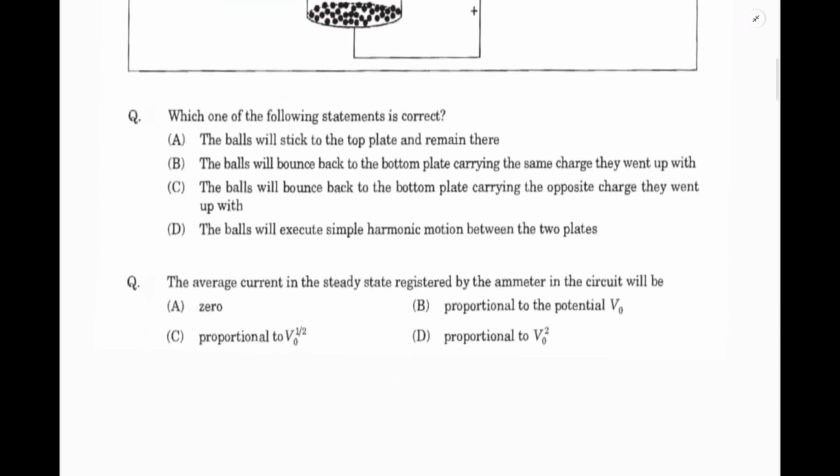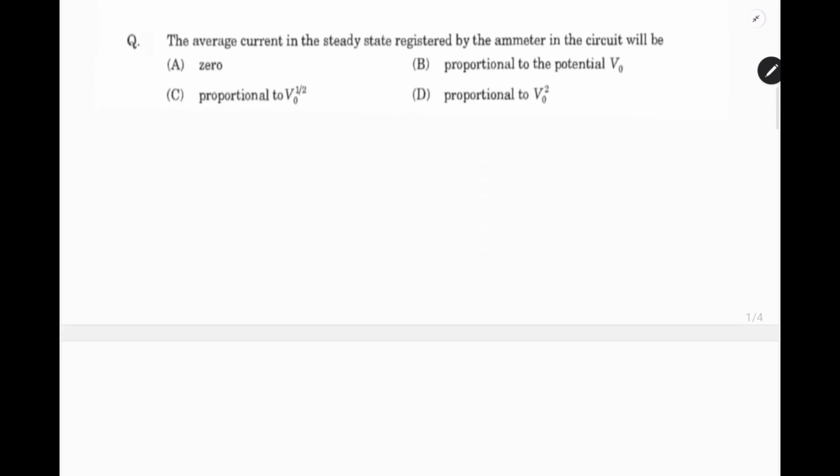Now, which of the following statements are correct? The ball will stick to the top plate and remain there is incorrect. The ball will bounce back to the bottom plate carrying the same charge they went up with. The ball will bounce back to the bottom plate carrying the opposite charge they went up with. So this one is correct. It will not bounce back with the same charge, but will come back with the opposite charge they went up with. And this one is stating that the ball will execute simple harmonic motion. This is also incorrect.